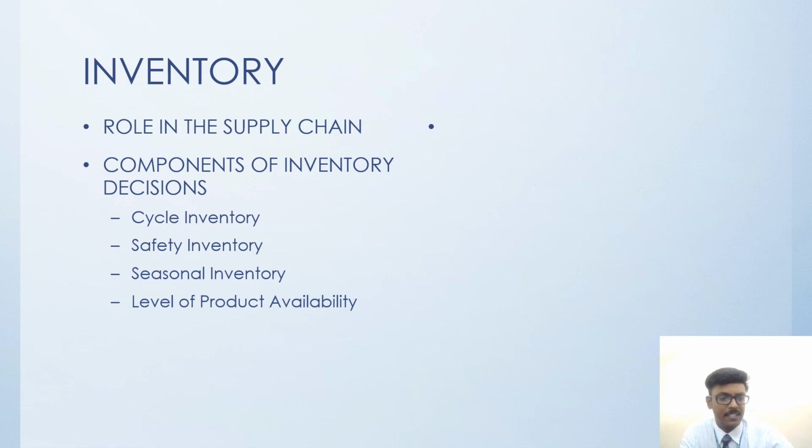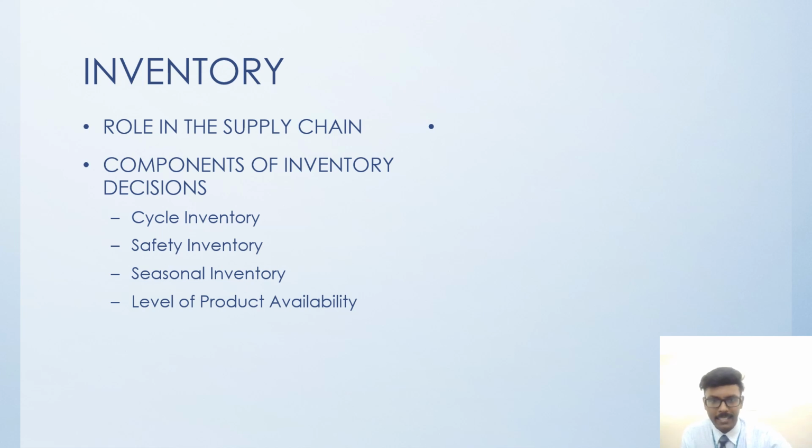Then seasonal inventory. Seasonal inventory is built up to counter predictable variability in demand. Like during the rainy season, we need a lot of umbrellas, right? So at that time they can manufacture a lot of them. So like that, seasonal inventory is built up to counter predictable variability in demand.